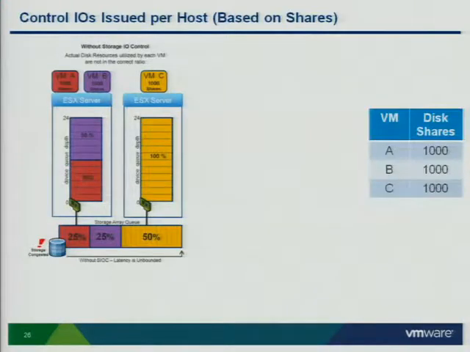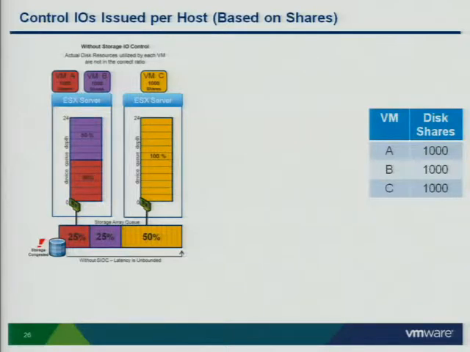And let me just show that with a diagram here. In this case, we have 2 ESX servers. One is running 2 VMs, other is running a single VM. If you don't use the feature, what would happen is that these 2 VMs are sharing one queue, and this VM is getting the full queue on the other host.